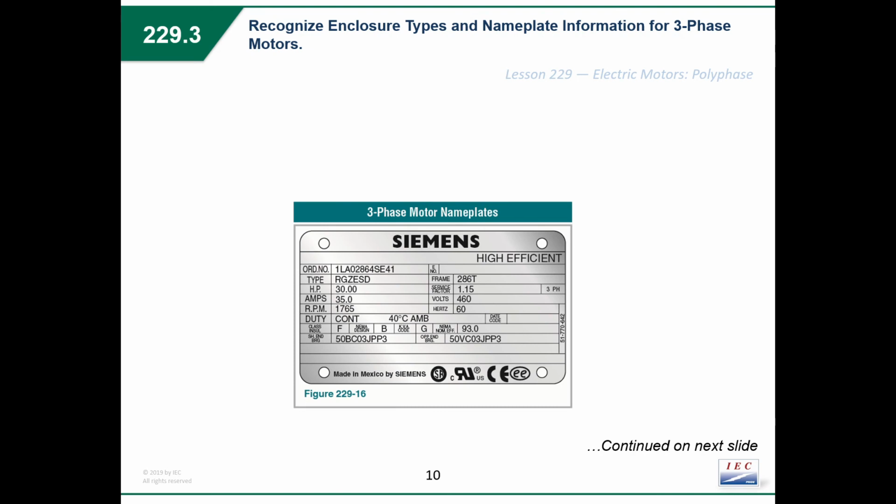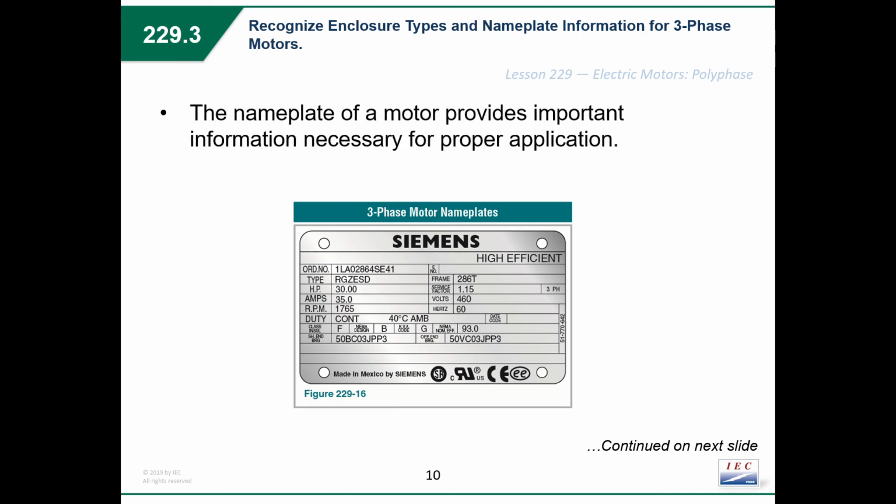So here we see a motor nameplate, pretty standard stuff, provides important info necessary for proper application. Big ones for us naturally are going to be our horsepower, our amps. We should see our voltage over here. In this case, it's a 460 volt. A lot of other stuff, very relevant stuff, but for the most part, that's a big one. 3-phase here, of course, we need to know.